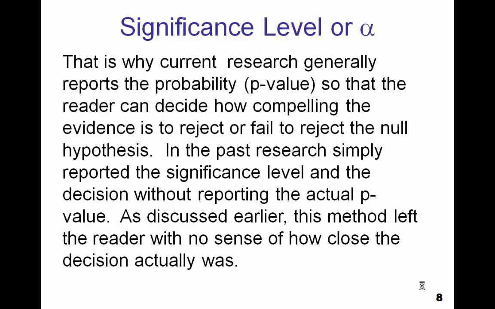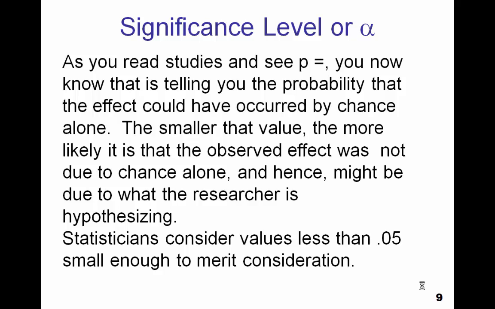In the past, research simply reported the significance level and the decision without reporting the actual p-value. As discussed earlier, this method left the reader with no sense of how close the decision actually was. As you read studies and see p equals, you now know that this is telling you the probability that the effect could have occurred by chance alone. The smaller that value, the more likely it is that the observed effect was not due to chance alone and hence might be due to what the researcher is hypothesizing.